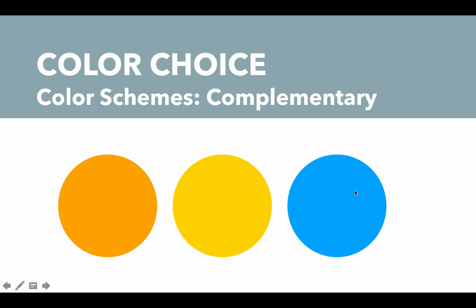Complementary means that you're picking one family that are essentially the same. So here we have an orange and a sort of yellowy orange. And then you're picking the color that is totally the opposite on the color wheel. So if you look at a color wheel, the opposite of orange is blue. So we've got this complementary color scheme where we've got similar families of colors and then something that immediately grabs your eye, something opposite from that.